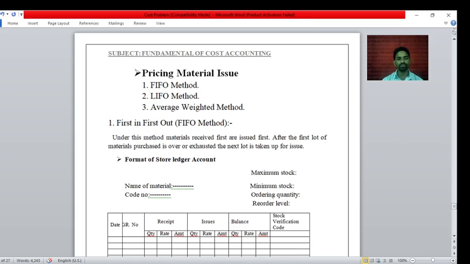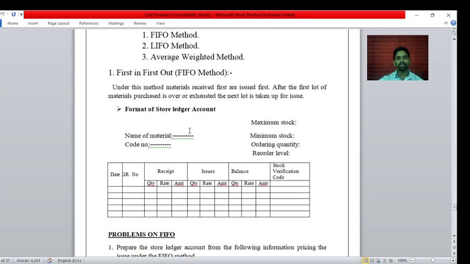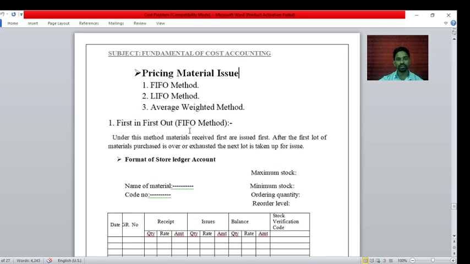The first one is the FIFO method, the second one is the LIFO method, and the third one is the average weighted method. Now we will see the first one, first in first out. In shortcut it is called FIFO. It is the abbreviation. FIFO means first in first out. Now see what we mean by the FIFO method under pricing material issue.